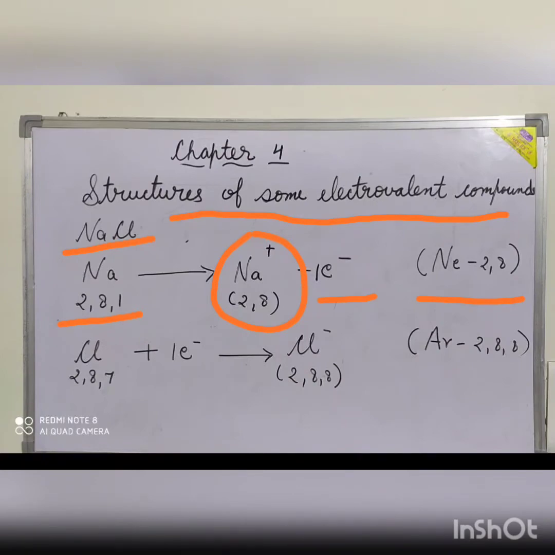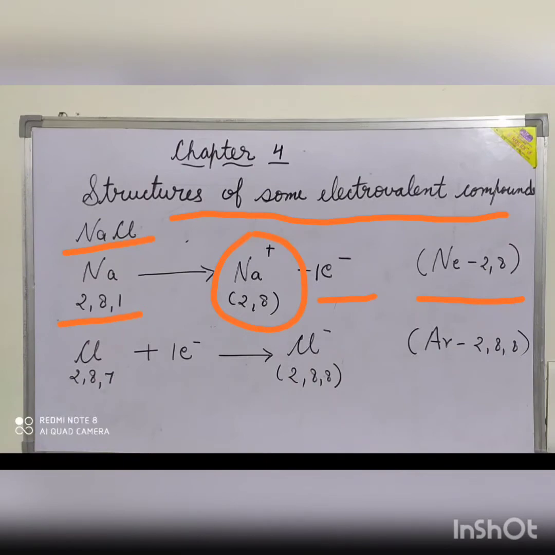However, after giving up one electron, the sodium atom is no more electrically neutral. It has 11 protons in its nucleus but only 10 electrons revolving around it. Therefore, it attains a net positive charge of +1, and it is called the sodium ion and written as Na+.